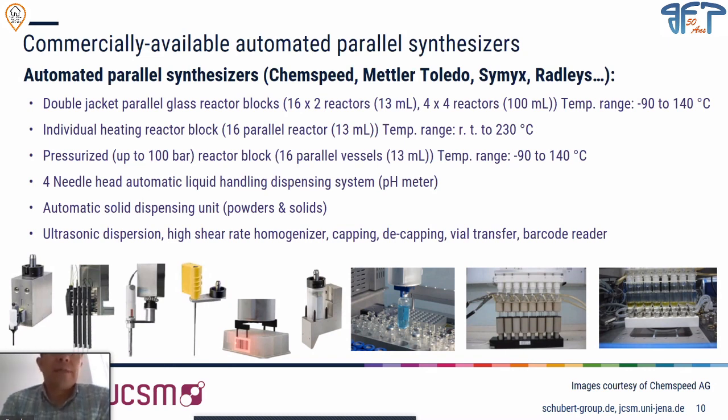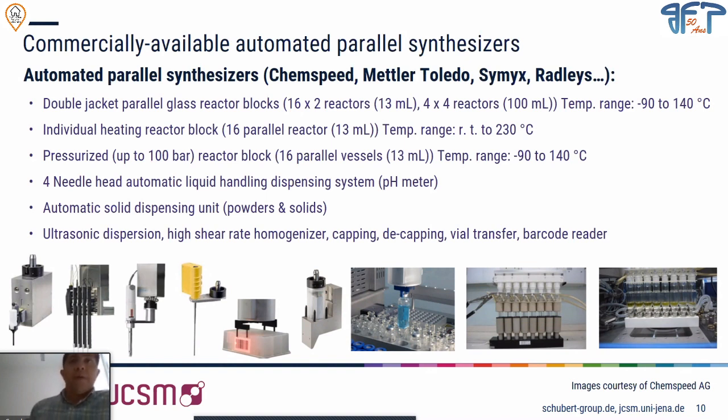But in this case, you have different arrays, as I said, of different reactors, different sizes. It depends on the volumes. It depends on the capabilities of the recirculator. You can achieve temperatures well below 0 degrees, minus 90 in this case, to 140 or even 200 degrees. So it covers a broad range of temperatures to make different kinds of polymerizations or even other reactions.